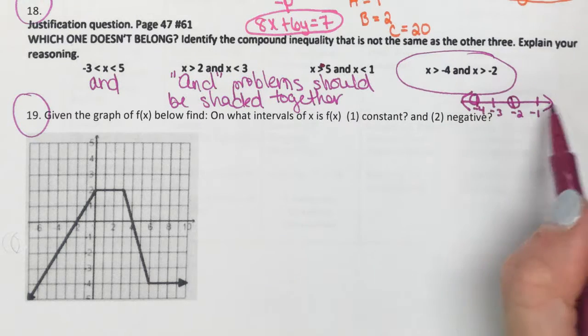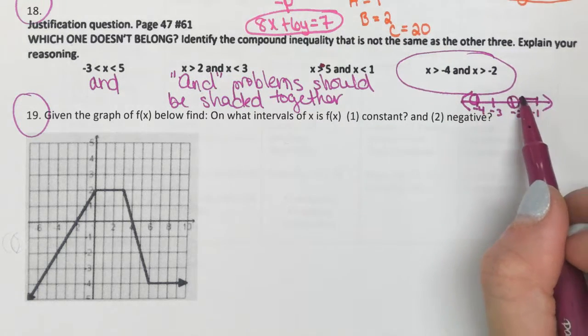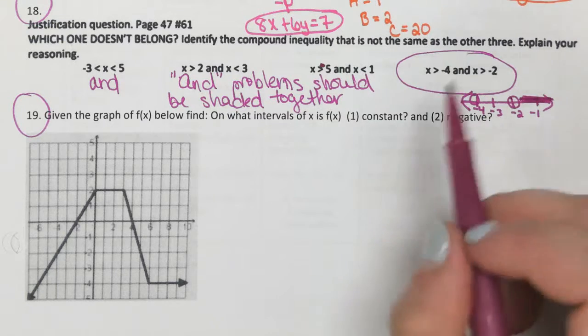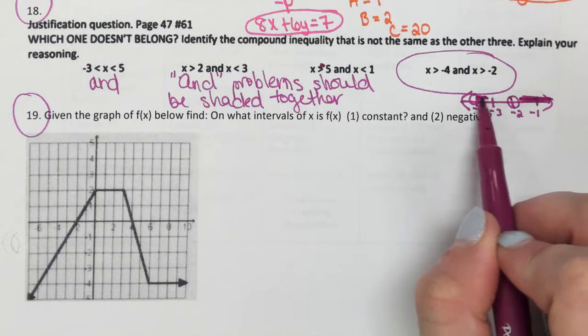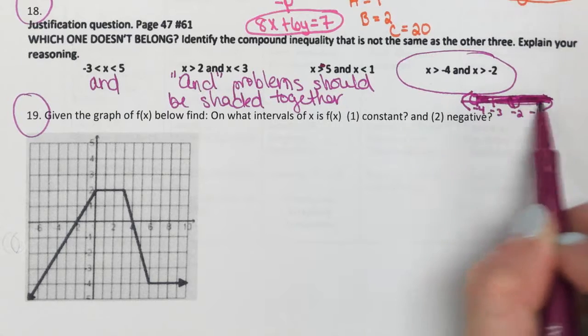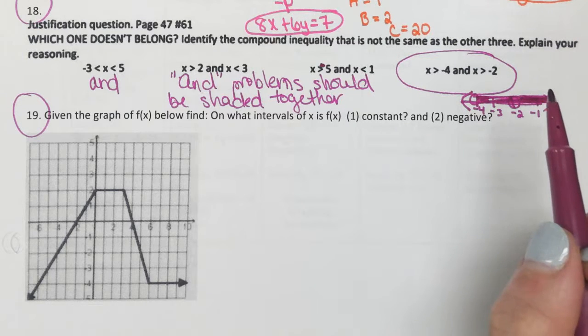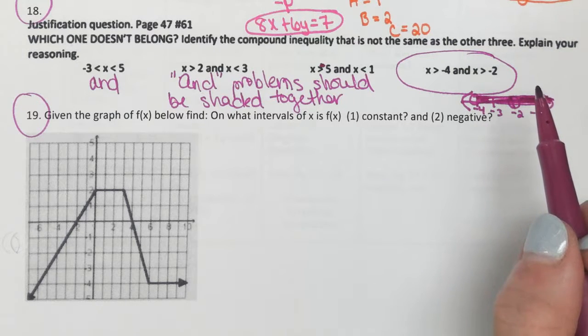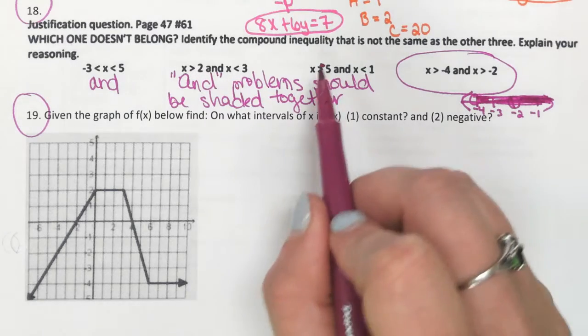So if you shade this one, it's greater than the -2, which is this way, and then it's greater than the -4. So it's all going that way. It's not shaded together. It's shaded everything to the right. Does that make sense? Yeah, that's just a typo right there.